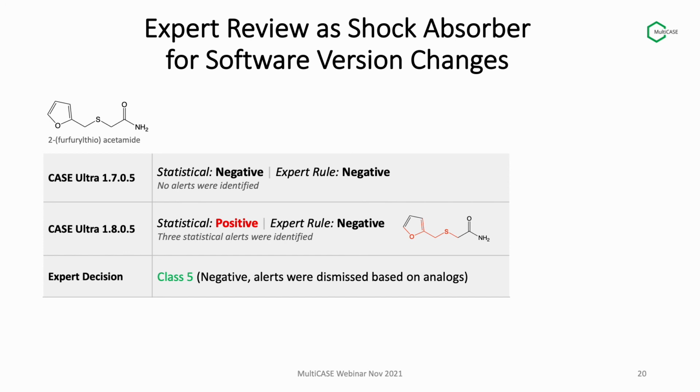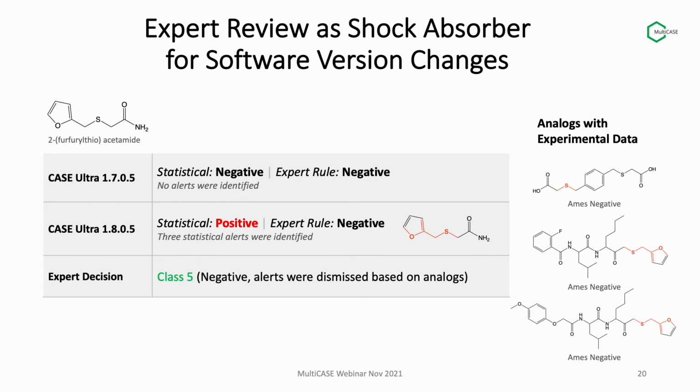In the latest version, it also identified 3 statistical alerts, which in combination are highlighted in this case. But if we check out the analogs of these alerts, considering that we got a positive outcome from the statistical system, we'll see that all these alerts, when present in experimentally known compounds with experimentally known Ames data, are all negative. We got 3 analogs. They contain these different statistical alerts, and all of them are negative. So on that basis, we can say that it's a class 5 compound.